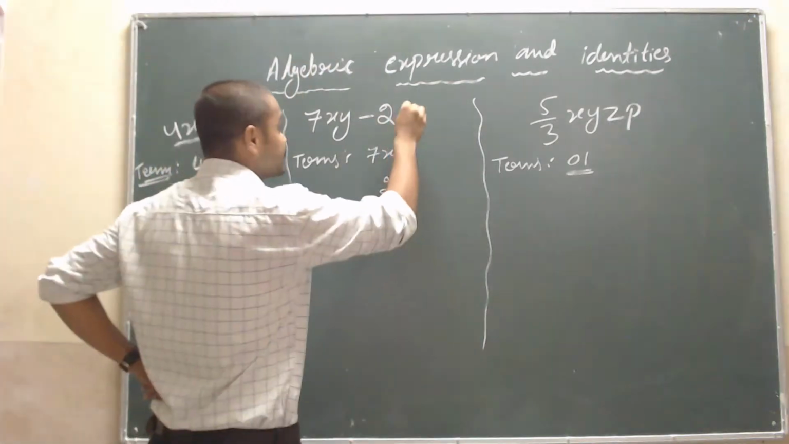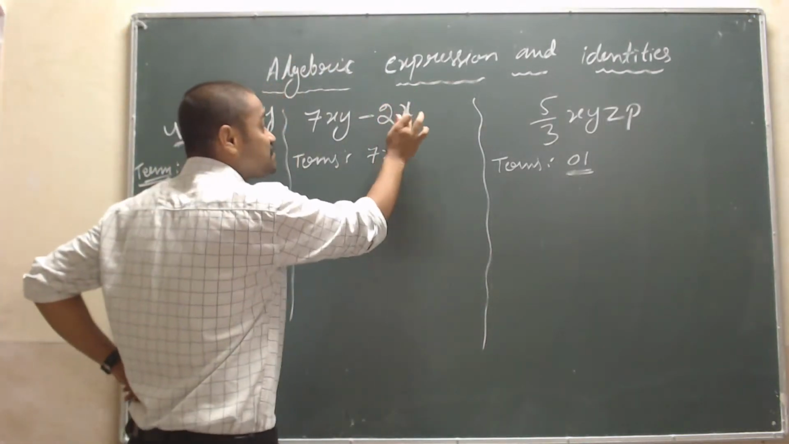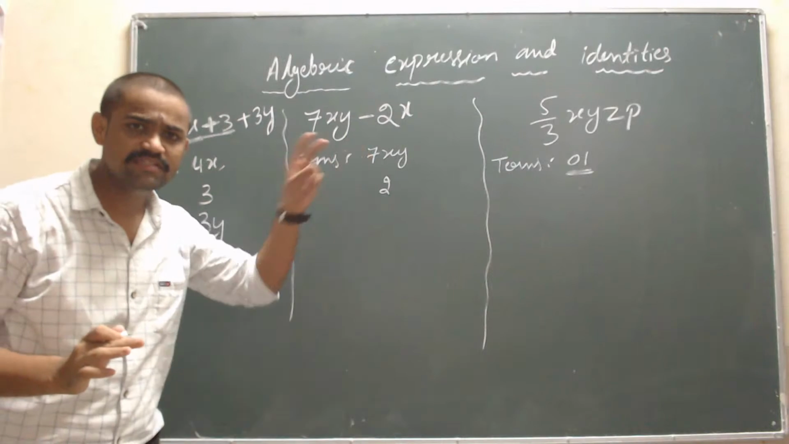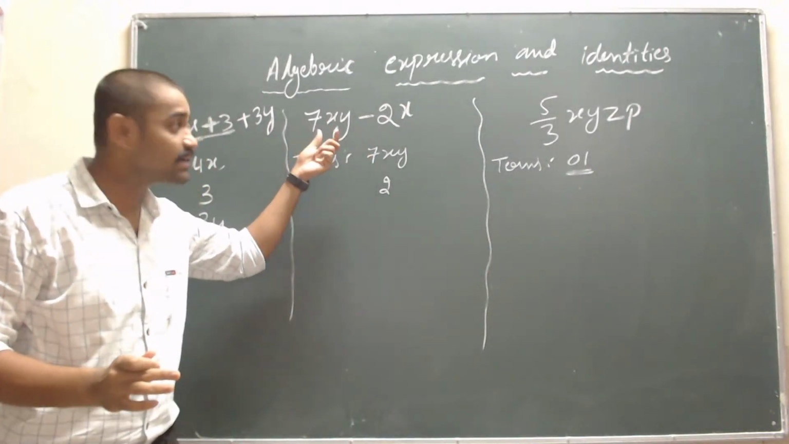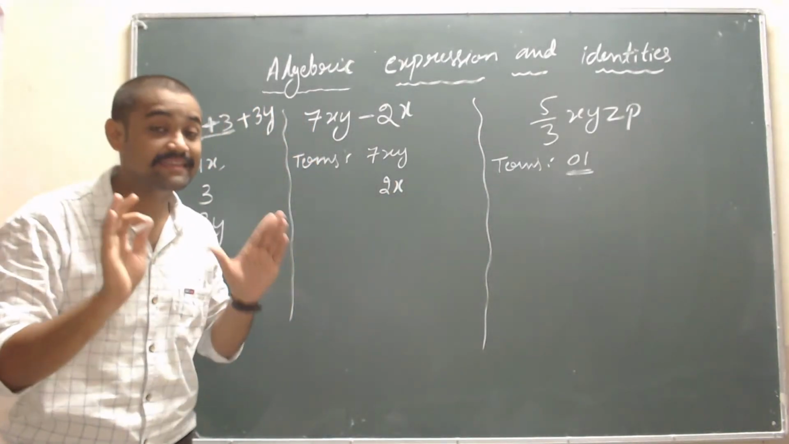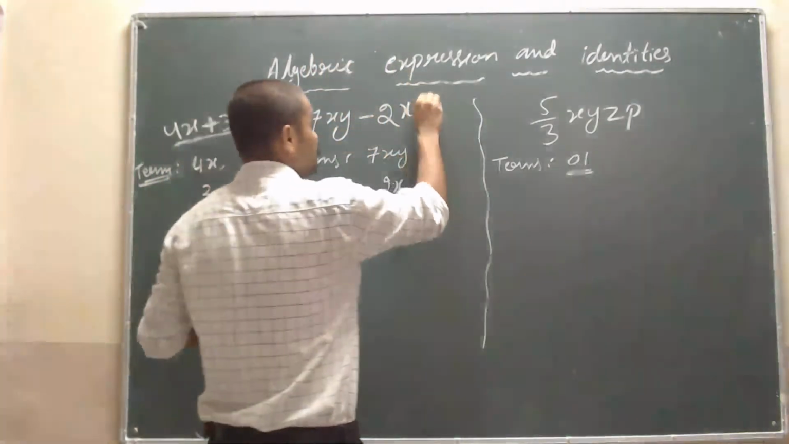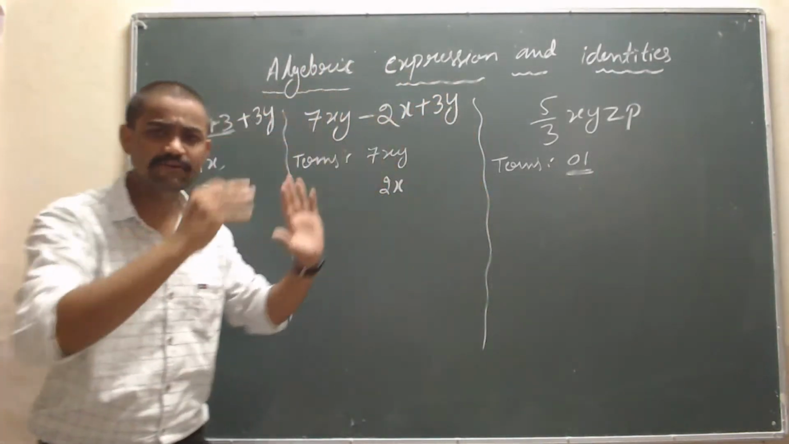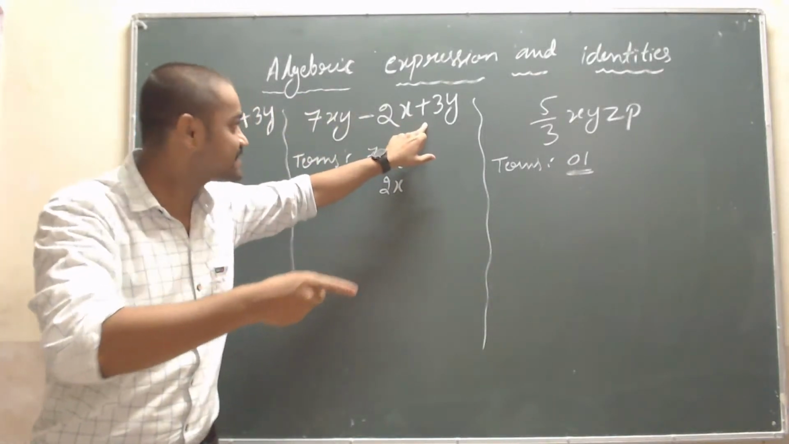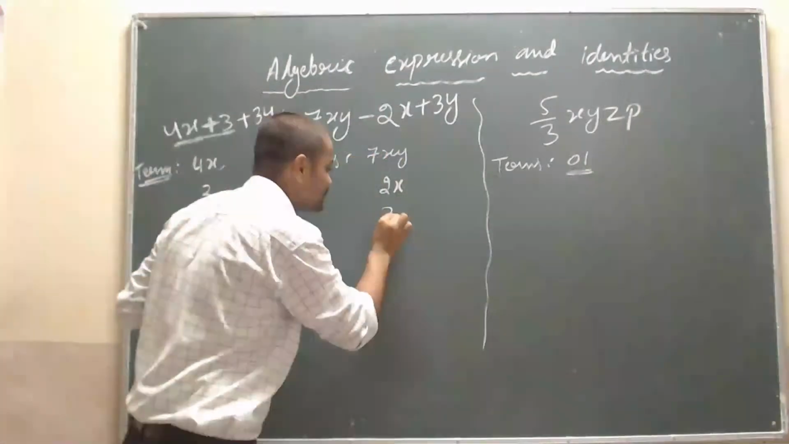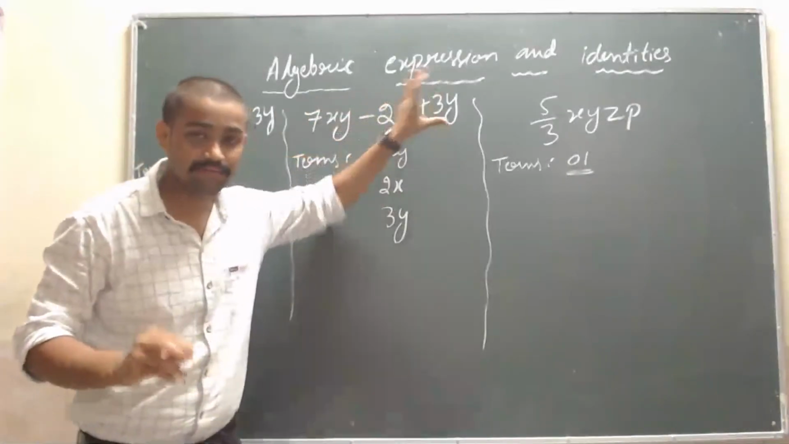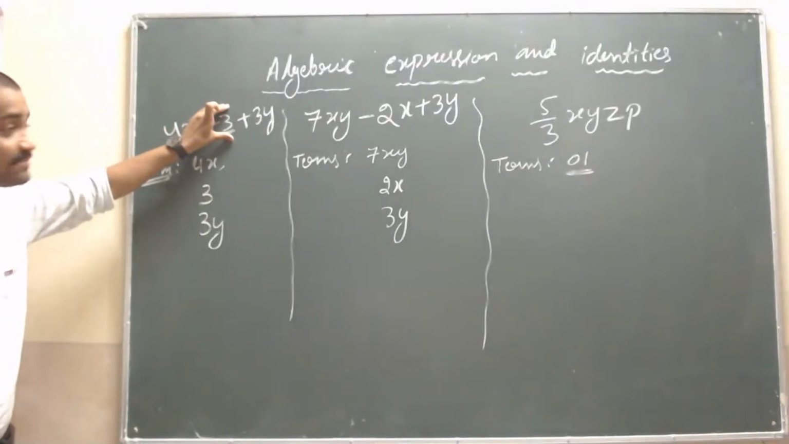One more, I will write it here. x is multiplied here. Concentrate here. x is multiplied. Then how many terms are there? Only 2. Why? Because 7xy is one term and 2x is the second term. Is it clear? Then again I will increase this by plus 3y. With plus, the term is increased. How many terms here? It is 3 terms, and the third term is 3y. First term, second term, and third term.